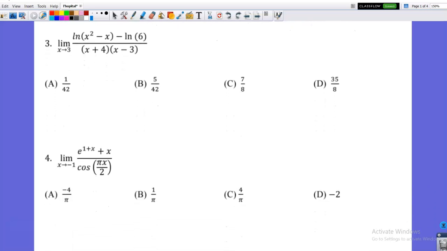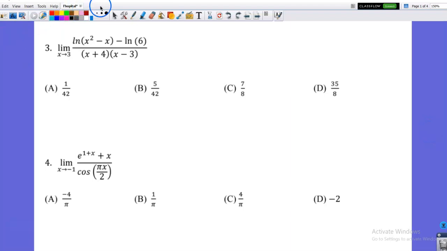Problem number 3. Same process all over again. So I'm finding the limit as x goes to 3 of the numerator, so that's ln of x squared minus x, minus ln of 6. If I substitute 3 in place of this x squared and in place of this x, that would give me 9 minus 3, which is 6. Ln of 6 minus ln of 6 is indeed 0.